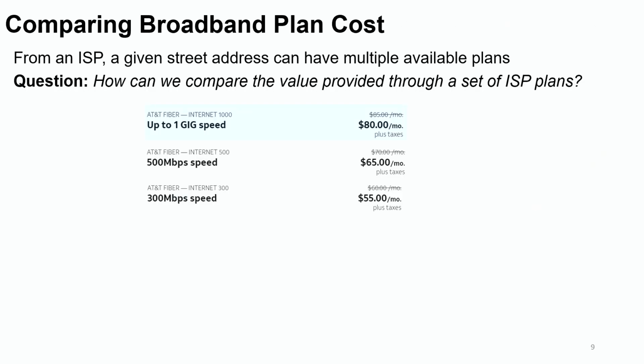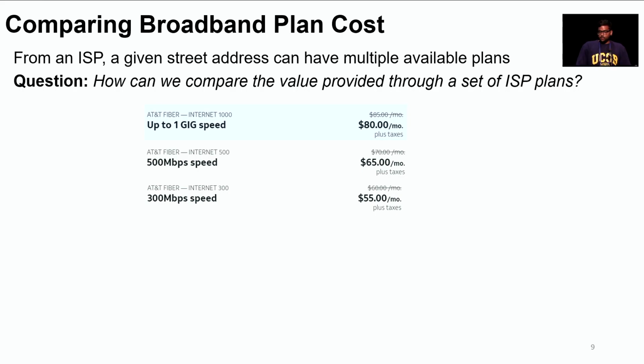So the next question was, how do we compare the plans? Because so many plans are provided, different ISPs provide different plans, and how do we compare the plans? So this is where we can see an example whereby this particular provider has 3 different plans, and at the same time, they're priced at different amounts of dollars.